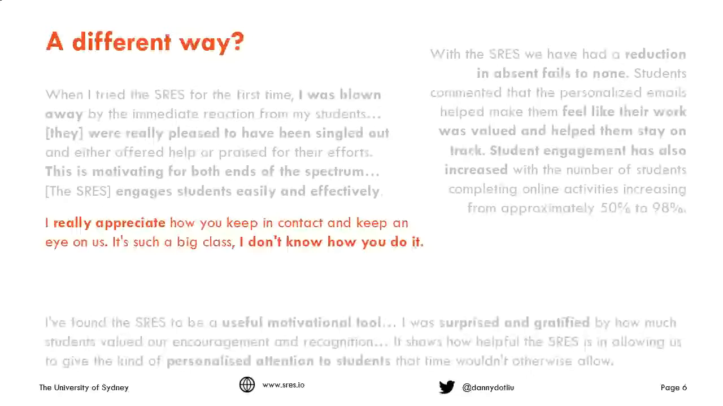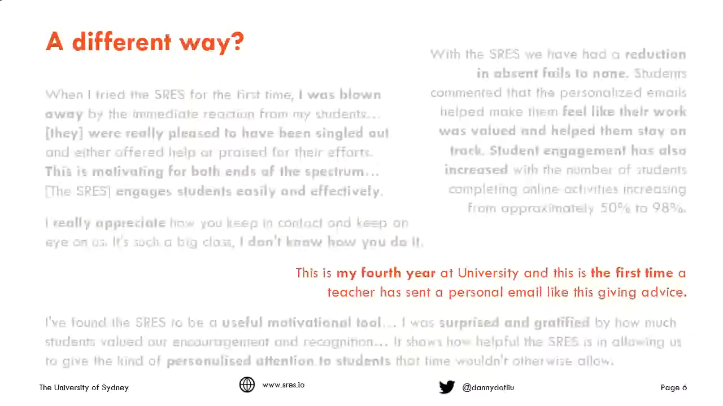The next two quotes in orange are actually from students. This one is quite a nice one, saying, I really appreciate how you keep in contact with us. I don't know how you do it. Well, the secret is this academic uses the system to keep in touch with his students. The next one is a little sad, but quite pressing, because it describes how a student can go through 3, 4, 5 years of university and never receive any kind of personalized support from their teachers. It's encouraging because the system has allowed this to happen, but it's also depressing at the same time, because how can this happen for our students at university?